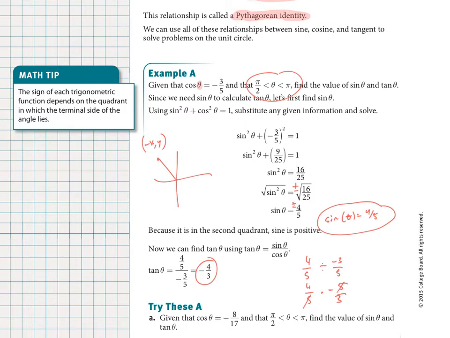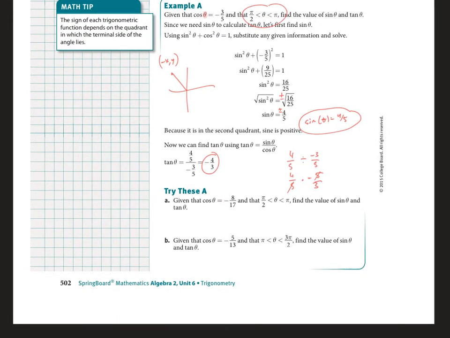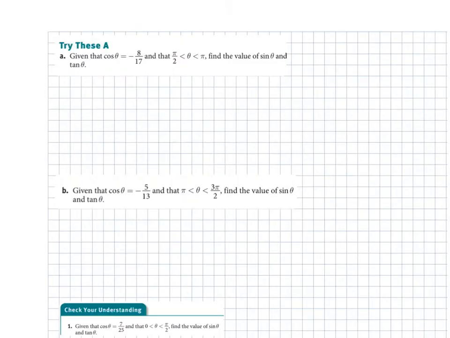We'll do one more like that, and then from there, I want to show you a different method to how you might attack these problems. Again, we don't even know what theta is. We just know approximately what quadrant it is in. So let's take a look here at the try these A and B on the next page. Okay, so I'm going to do the A style, like the book, and then the B style, I'm going to show you a new method to attack it as well.